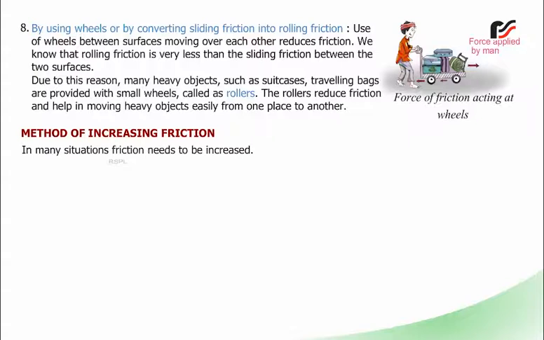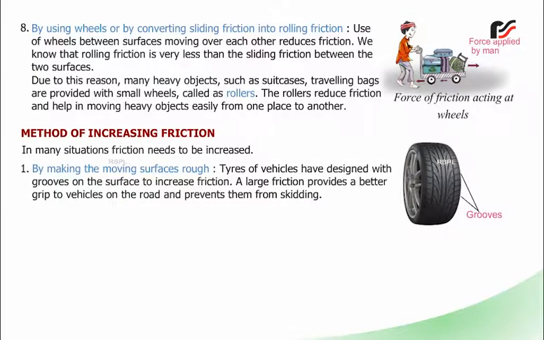Methods of increasing friction. In many situations, friction needs to be increased. 1. By making the moving surfaces rough. Tires of vehicles are designed with grooves on the surface to increase friction. A large friction provides a better grip to vehicles on the road and prevents them from skidding.